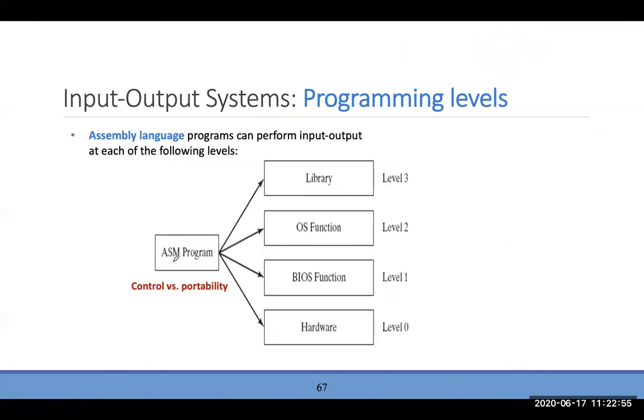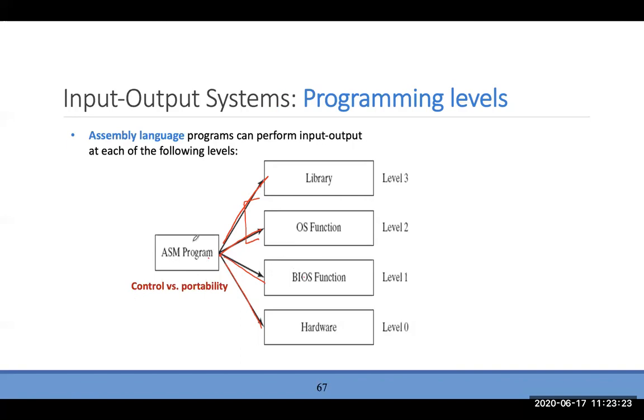Okay, so if you look at the assembly language right here, if you are writing a program using assembly language, you can call a library like Java, or you can say, I don't care about the library, I need to communicate right away with the operating system. You can do that. You can say, I don't need either of those, I just want to talk to the BIOS. You can do that from assembly language. And you can say, I don't care about the BIOS, I want to communicate right away with the hardware. You can do that as well.